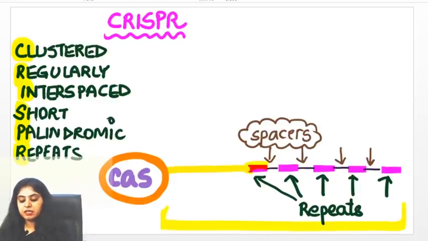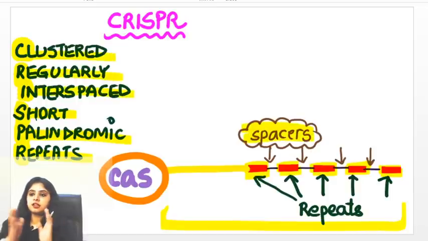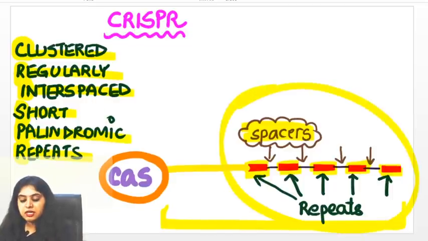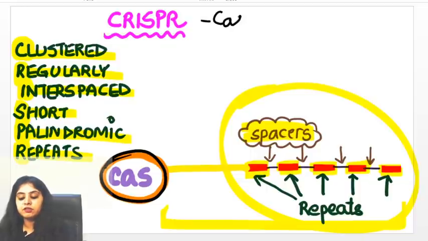Can you see these pink color? These are some palindromic repeats. In between them, do you see spacers? So there are spaces, they are interspaced. There's a cluster and a space, a cluster and a space. So clustered, regularly interspaced, short palindromic repeats, that is a CRISPR, and we club it with a molecule called Cas9. The name of the full system is the CRISPR-Cas9 system.